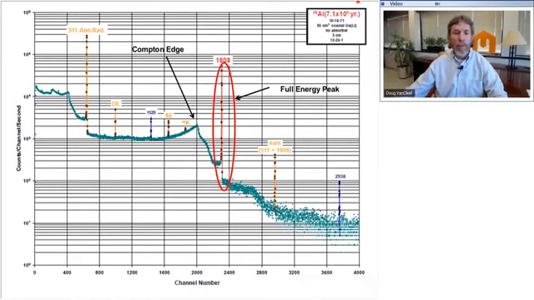Lesser amounts of energy deposited by Compton interactions result in the feature we call a Compton continuum. When a gamma ray enters the detector and undergoes multiple Compton interactions before leaving, the deposited energy is summed and may fill the valley between the full energy peak and the Compton edge.